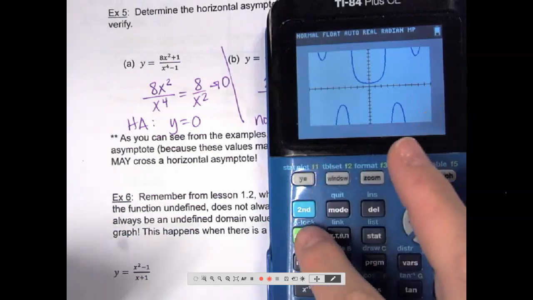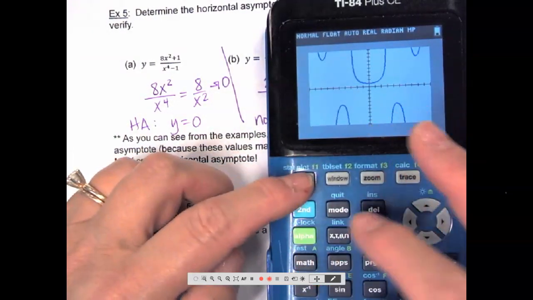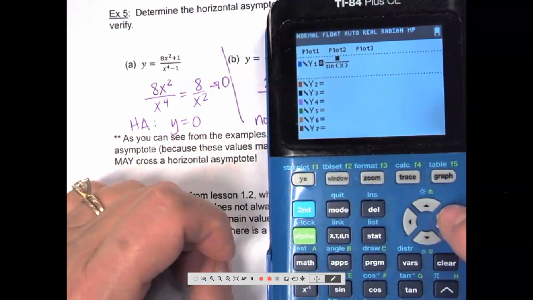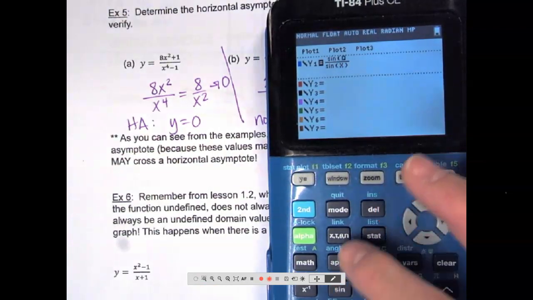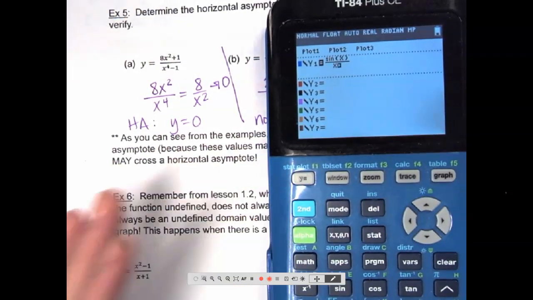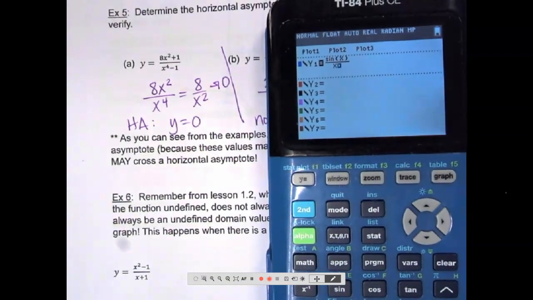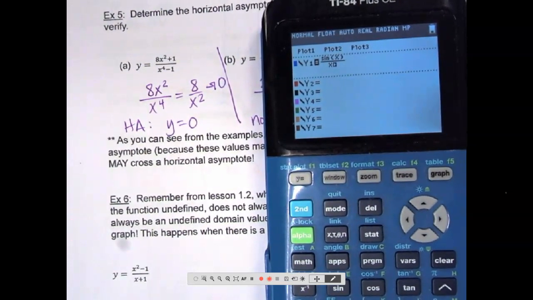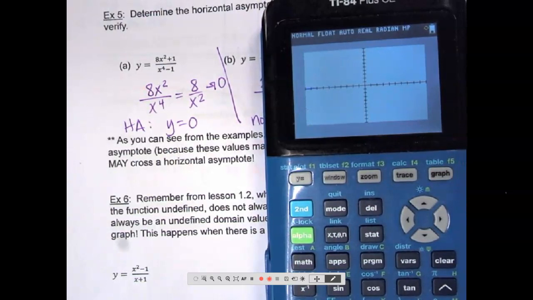Okay, let's go back, because that is not what I wanted. Go back to y equals. Let's put sine x on top and just x on the bottom. Those of you who take AP Calc will examine this one again next semester. We're going to change something as soon as this finishes.